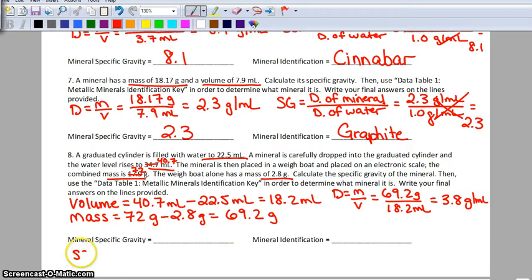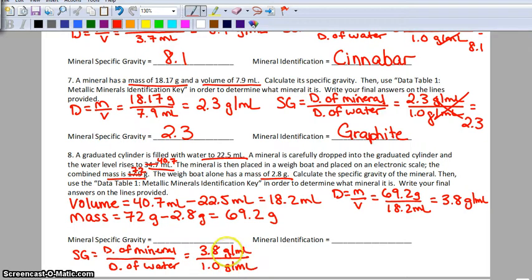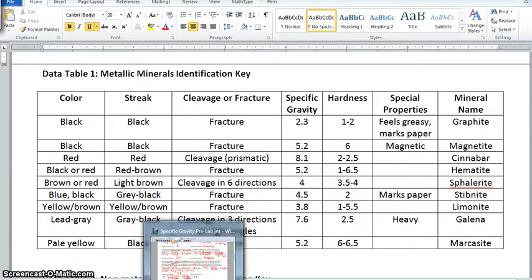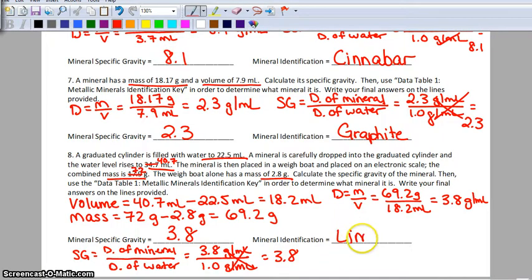No. Specific gravity is density of the mineral divided by density of water. So we have to take 3.8 grams per mil, divide that by the density of water, which is 1. Our units cancel out. Our ratio ends up being 3.8. So lots of steps, but we got a right answer. Let's compare that to our chart. Take a look. And what do we get? Limonite.